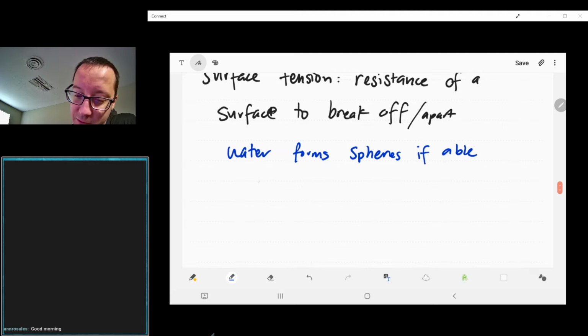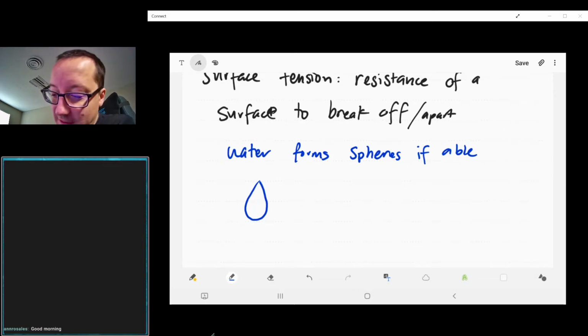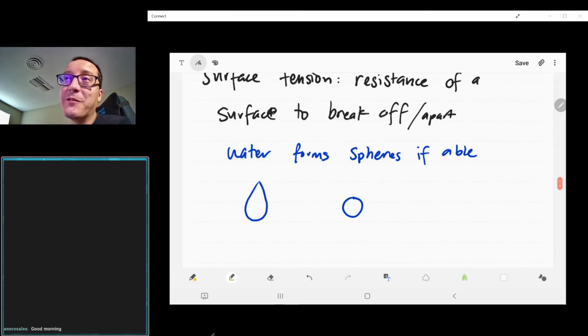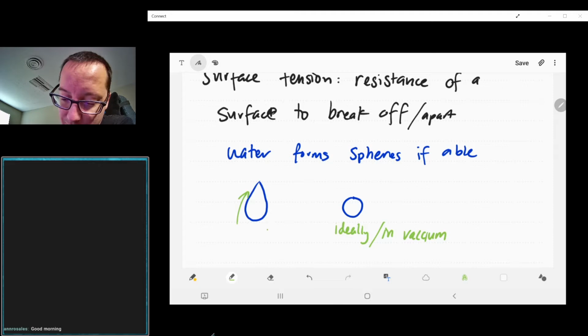So if you look at a raindrop, we kind of have this idea of what a raindrop looks like. But really, it's a sphere that has air resistance pushing some of it backwards. So in reality, or ideally, in a vacuum, water would look like this when it's falling. But air resistance pushes some of this water backwards. So even rain and teardrops and all that are all going to be spheres because of the surface tension.